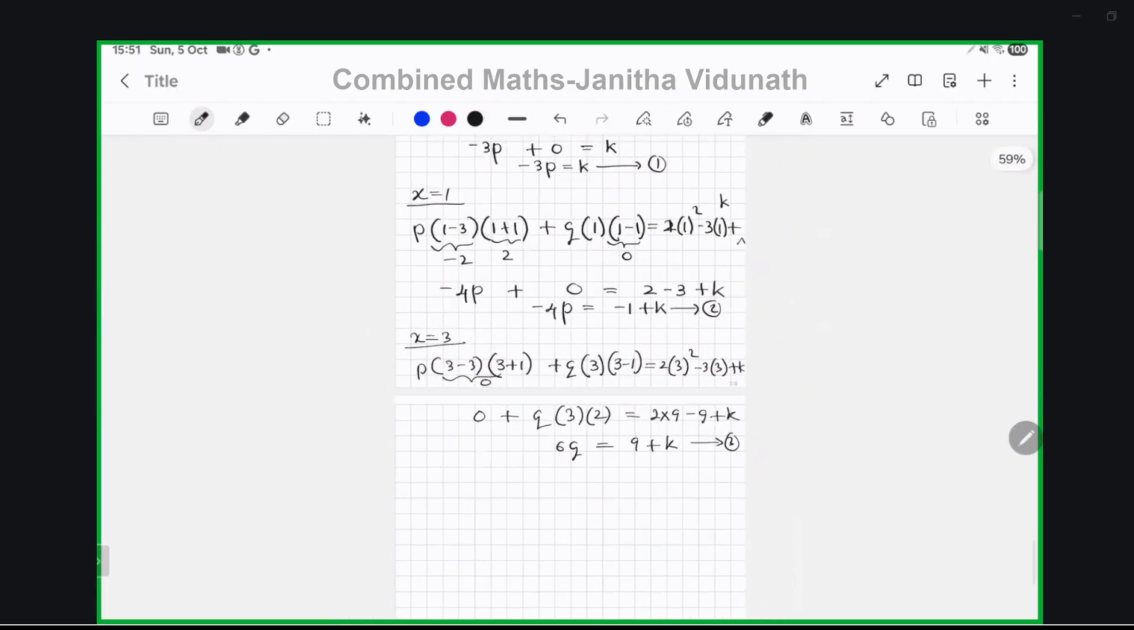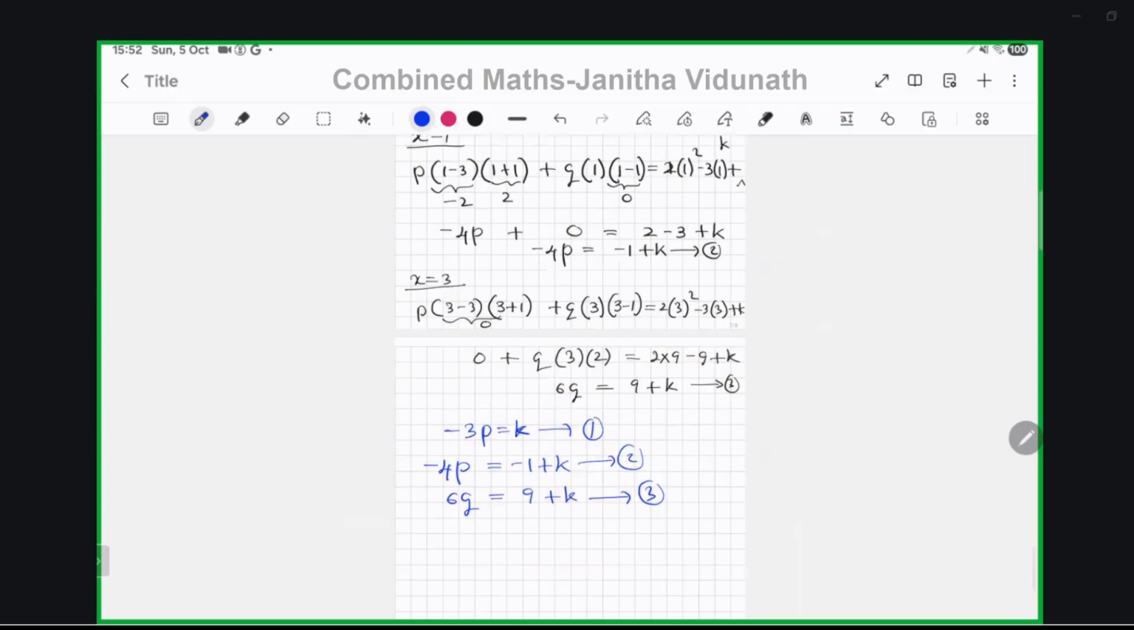Now we have three equations. First one is minus 3p is equal to k. This is our first equation. Our second equation is minus 4p is equal to minus 1 plus k. Our third equation is 6q equal to 9 plus k. Now we have three equations and three variables. Then we can find all the three variables by simplifying those three equations.